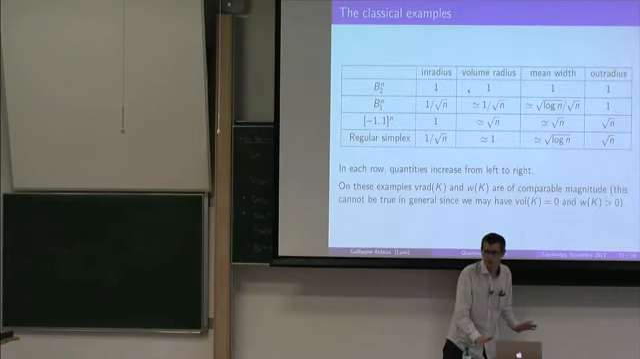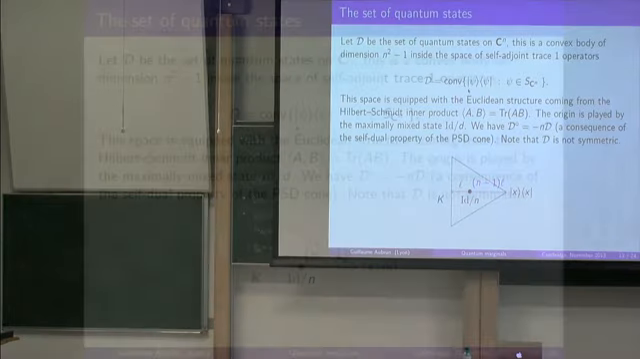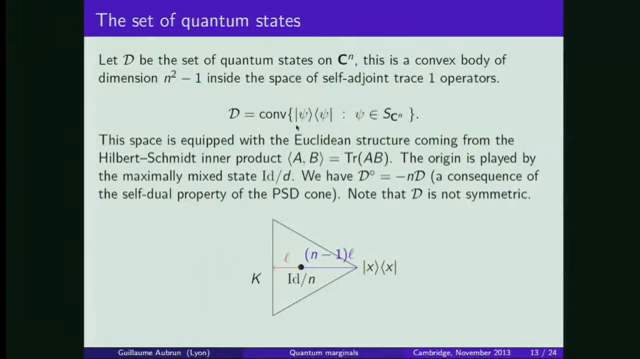Okay, maybe any questions so far? So now I'm introducing the set of states. Let me look at C^n, and the set of states on C^n, I call it D. So we know that it is the convex hull of all the pure states, which are the rank 1 projectors on C^n. And so what does it look like? If I want to compute, say, the mean width or the volume, I have to specify which Euclidean structure I use. And of course, I will use the one which comes from the Hilbert-Schmidt inner product, trace of AB.